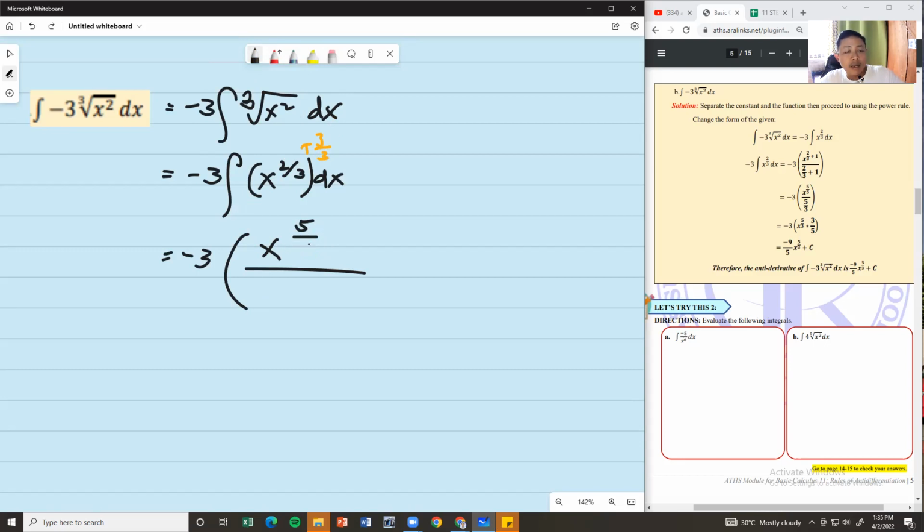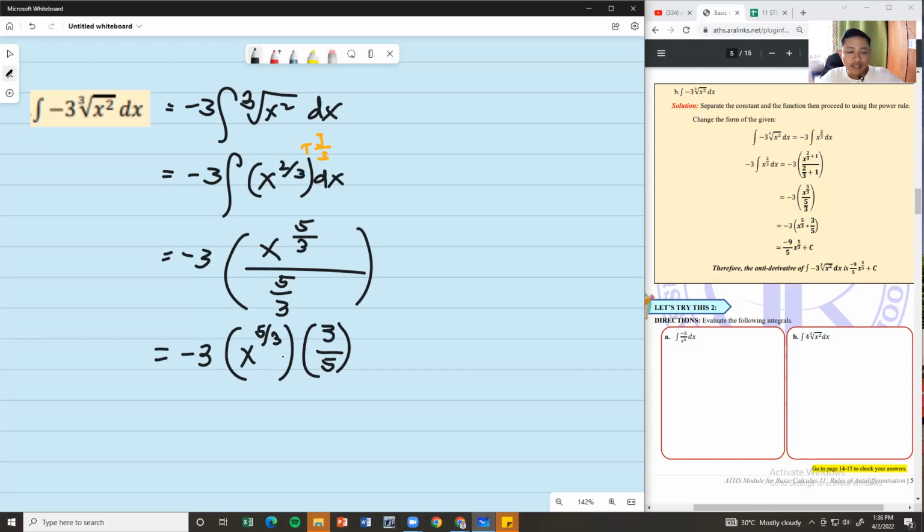Sorry, over 3 lang pala. Over 3, numerator lang ina-add. So x raised to 5/3, and then copy your exponent. This will become 5/3. Okay? Now, let's simplify this further. This will become negative 3 times complex fraction. This will become x raised to 5/3 times 3/5.